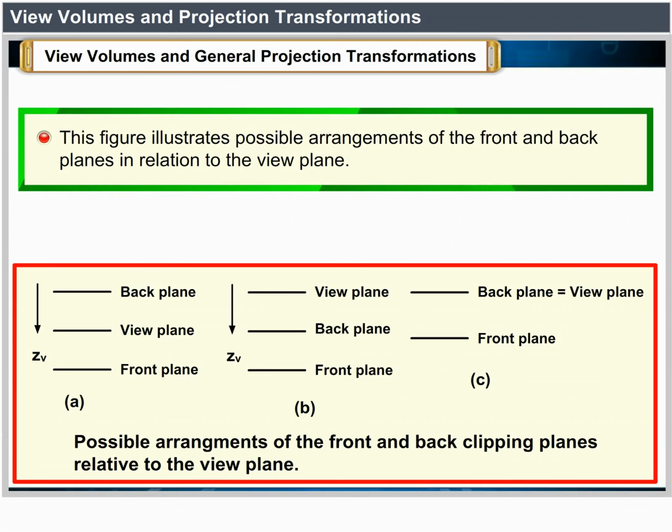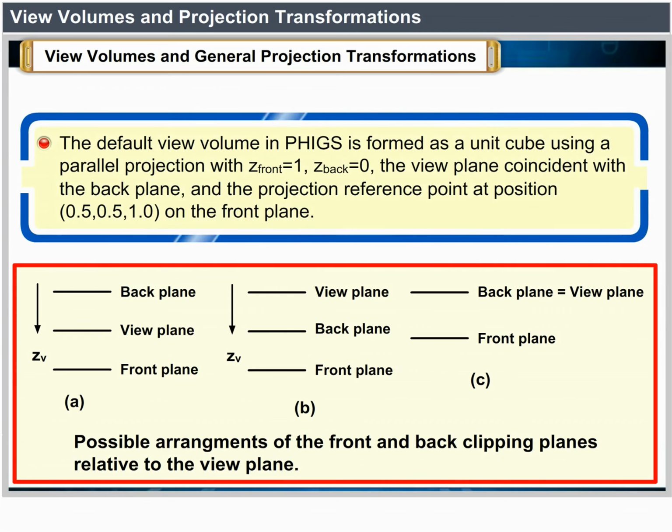The default view volume in PHIGS is formed as a unit cube using a parallel projection with z front equals 1, z back equals 0, the view plane coincident with the back plane, and the projection reference point at position 0.5, 0.5, 1.0 on the front plane.